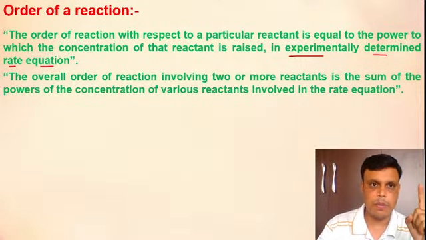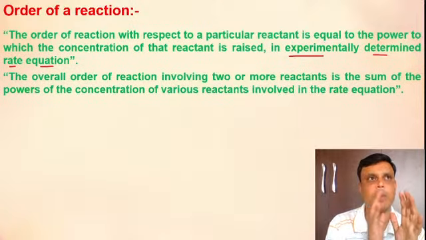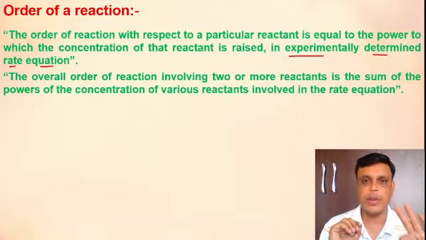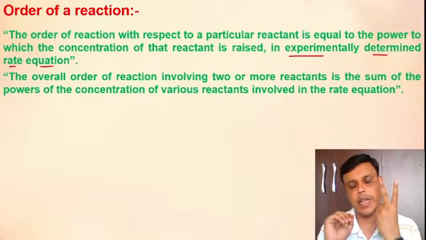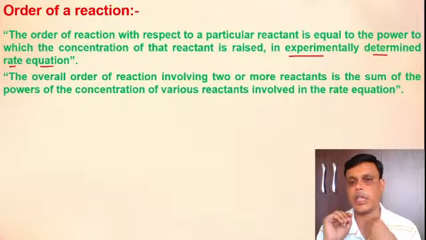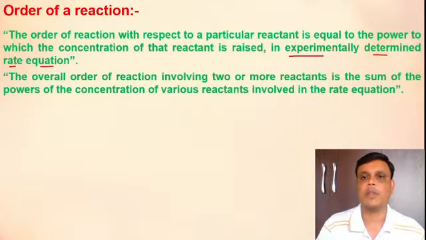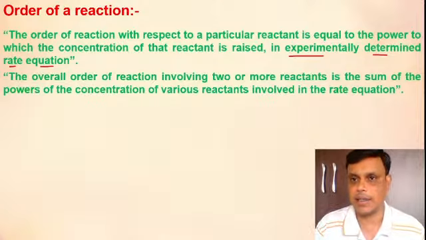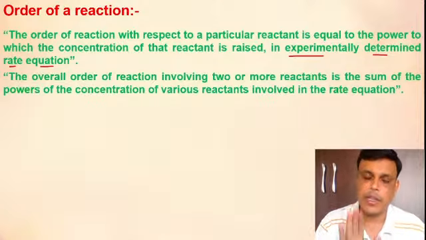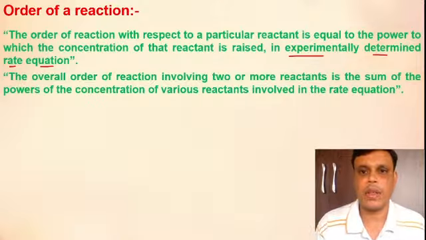First of all, please remember, order of reaction you can write with respect to a particular reactant. For example, if 2 or 3 reactants are there, you can write the order with respect to reactant A, with respect to reactant B, with respect to reactant C, or you can write the overall order with respect to reactant A plus B plus C also. How? That we will see while discussing the examples.